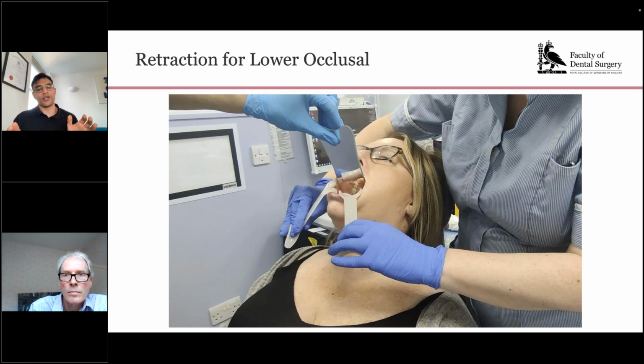So you get them to open as wide as possible, you position the mirror, you lift it up slightly, you hold the camera just as you're about to take the photograph, you say open twice as wide, and what you can usually get is another 5 millimeters of opening, and that gives you the photograph that you need.